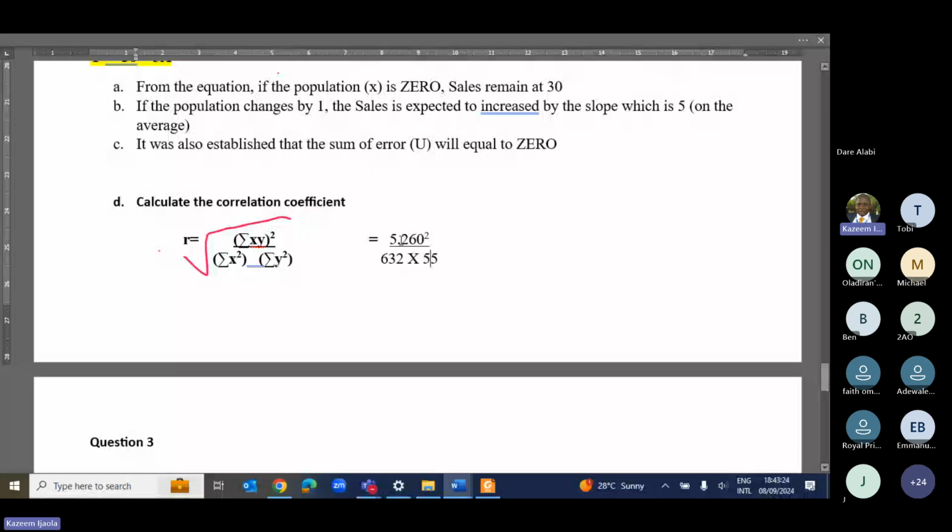So let's get this answer first. Me, I want to do it straight away with my calculator. 5260 squared divided by 632 times 46, which gives 182.5. I got this. Then I will now take the square root of my answer. I got 0.9736. This is what I got. Can you guys check if you get the same thing? Let me check what the man got. The man got 0.95. I hope we are on point. Maybe just slight mistakes, approximation. Okay.